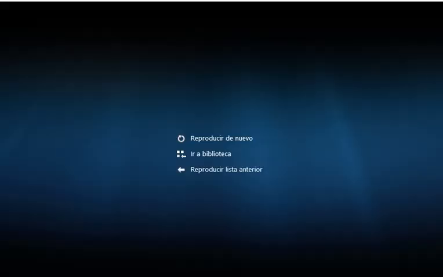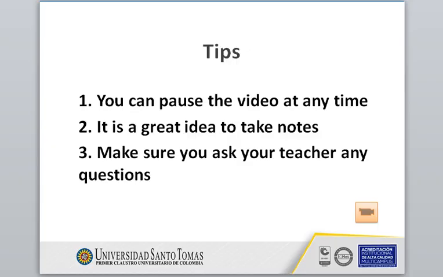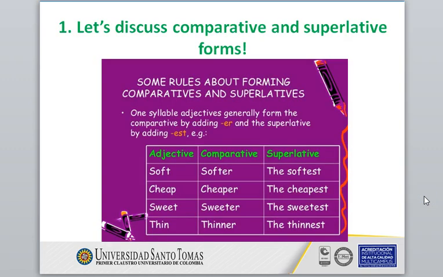Okay, this is the end of our video clip. And as you noticed, they were using some comparative adjectives that you will see in our next slides. So let's start by discussing comparative and superlative forms. In the following charts, you're going to be presented with a few rules about formation in terms of number of syllables and endings.